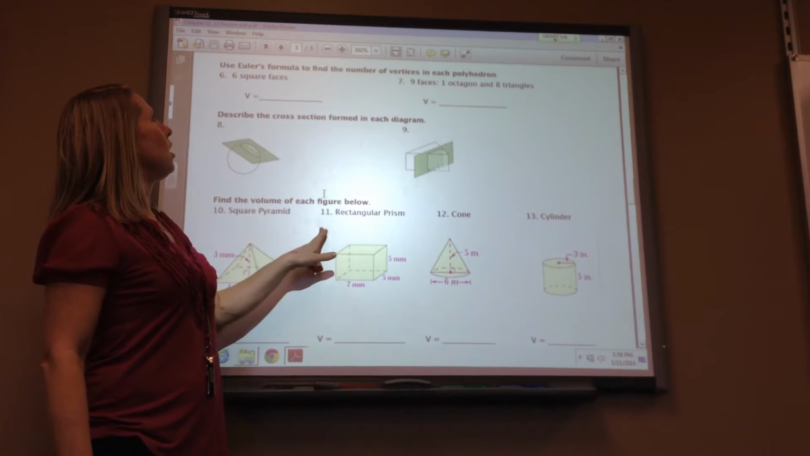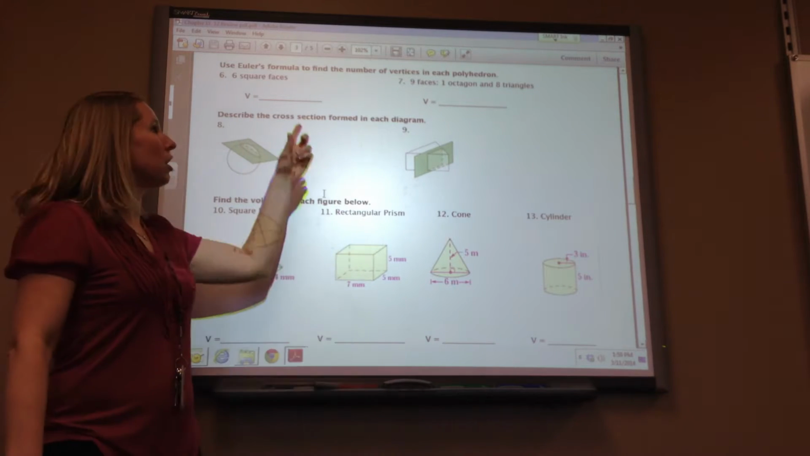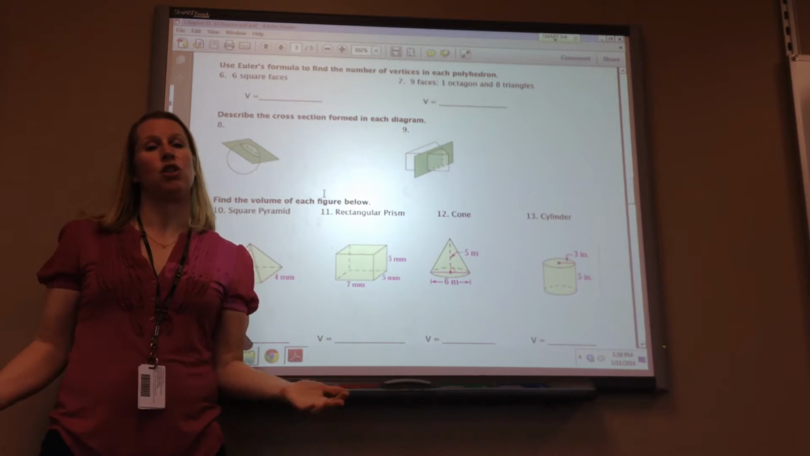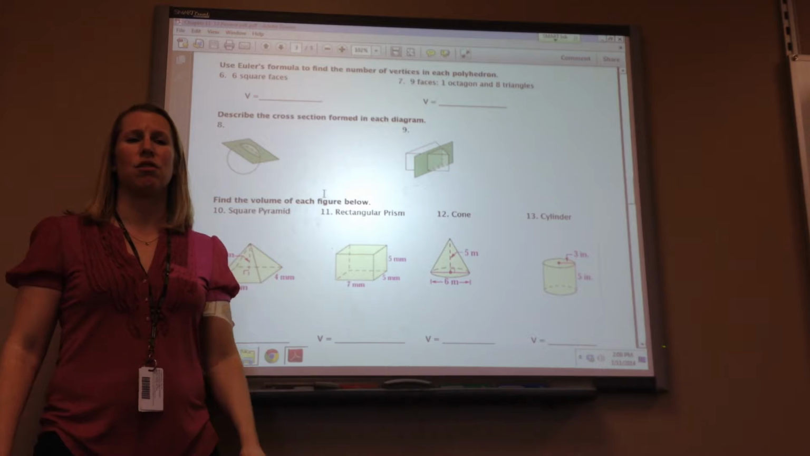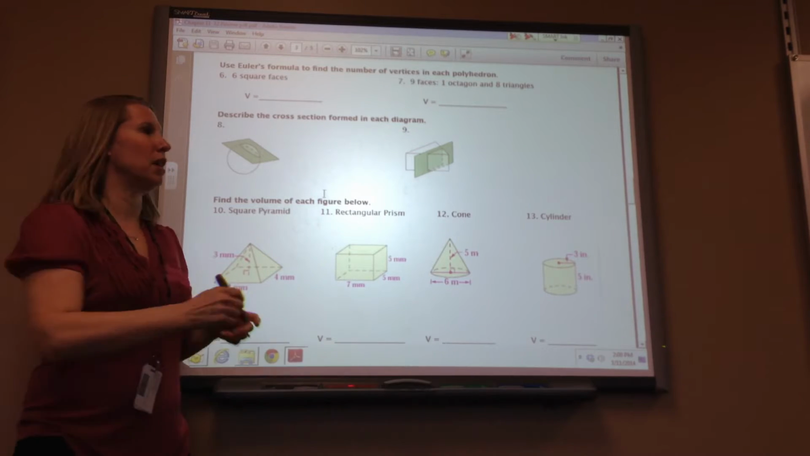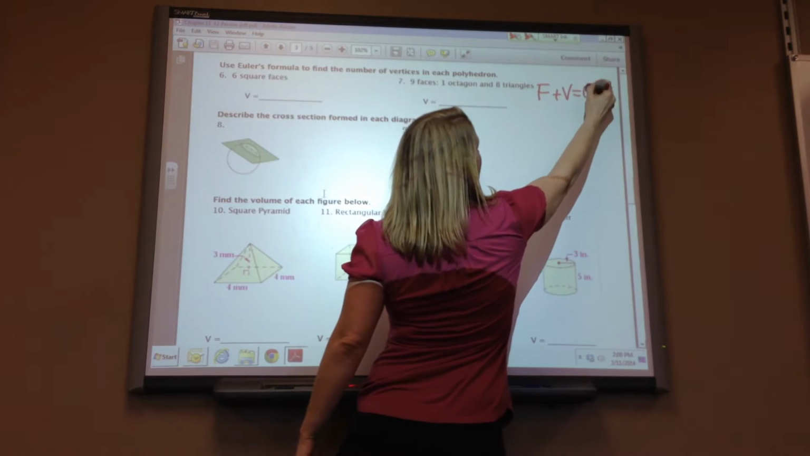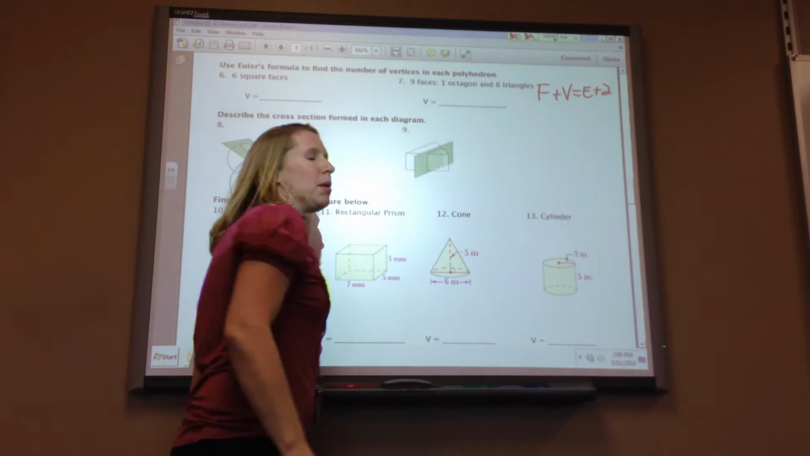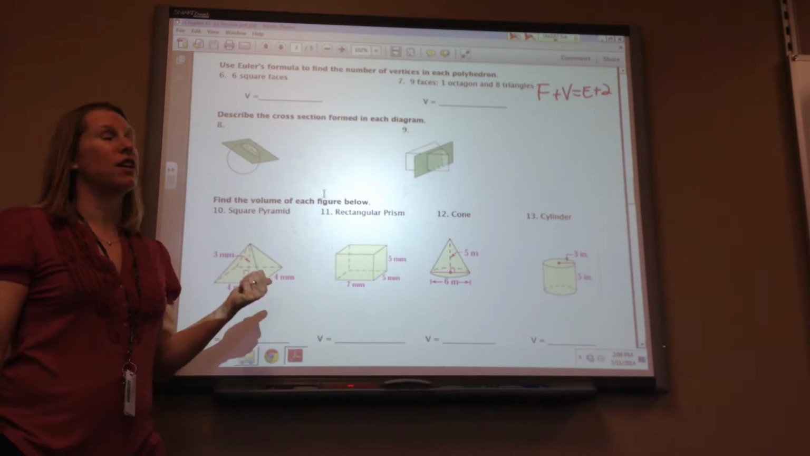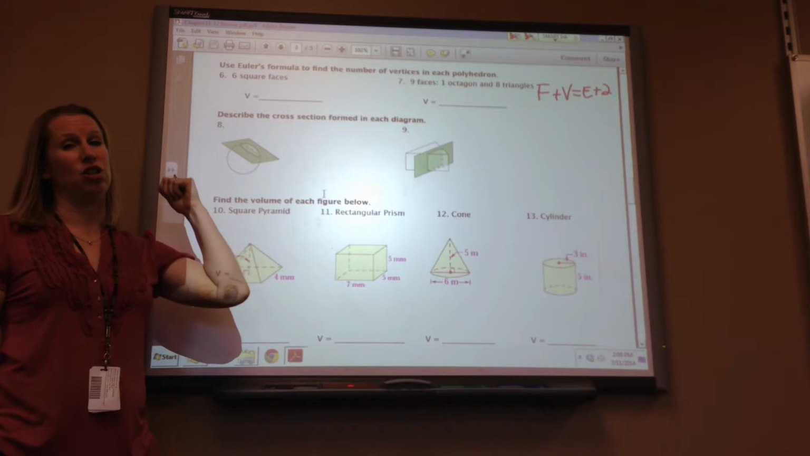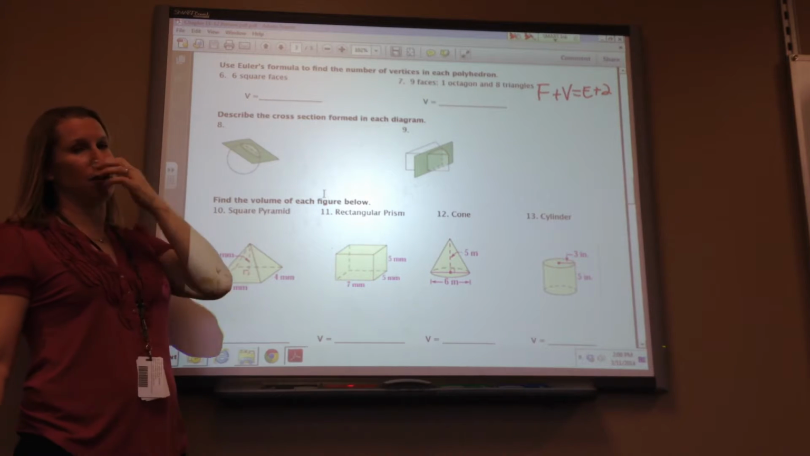Okay, so I'm going to talk about Euler's formula. You're going to have some problems like this on your test, so I want to make sure you understand how to do this. These are the ones that are a little bit harder. Euler's formula is faces plus vertices equal edges plus 2. But these are those problems where you have to actually figure out the edges. And we're going to find the number of vertices.